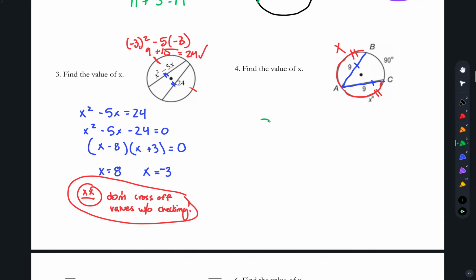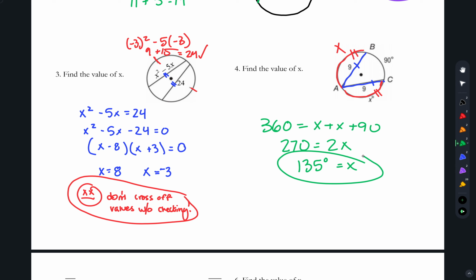So I am going to do 360 equals x plus 90. Or I believe this is 270 equals 2x. Or 135 degrees is my x value. Questions on those ones? Flip it over. We got a couple more examples to get through. I know this is a lot of examples.